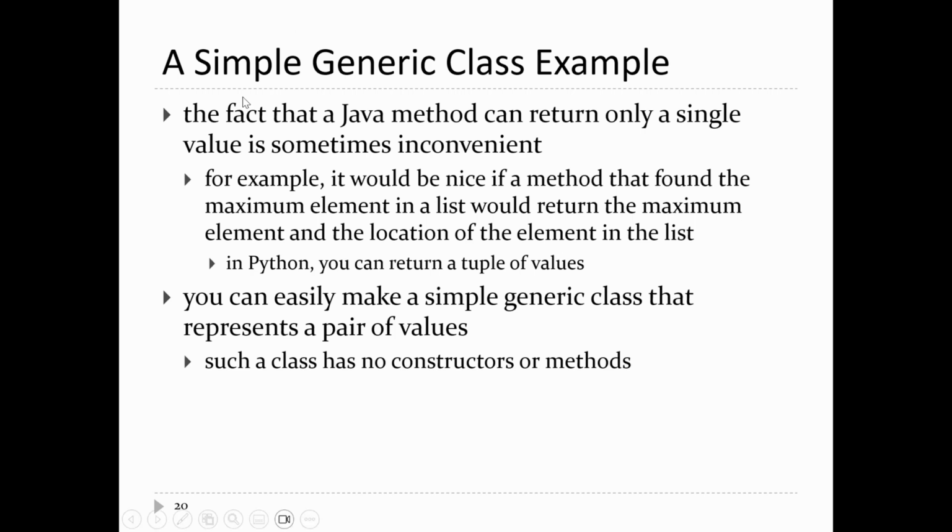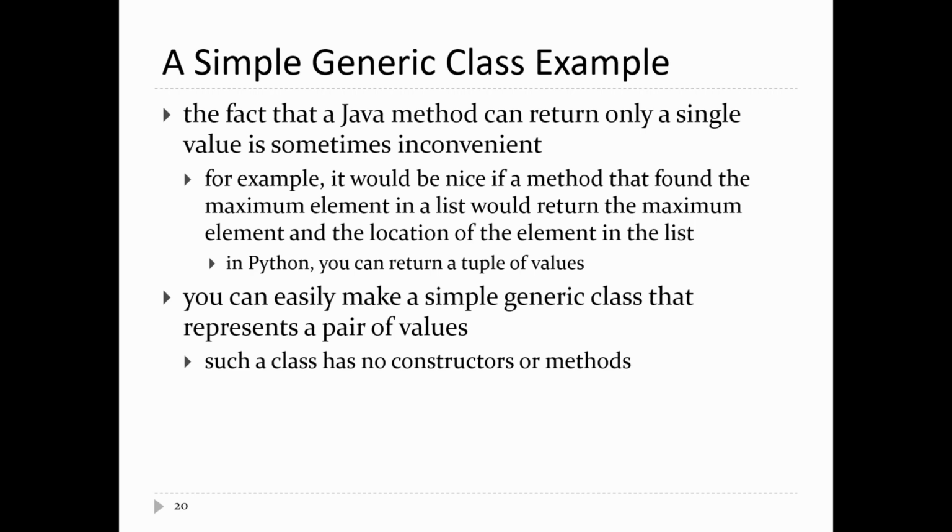All right, so I'm going to make the simplest possible generic class that I can come up with. So Java methods only return one value, right? In Python, you learned that a method can return a tuple of values, so multiple values at once, super handy in some cases. For example, if you're writing a method that finds the minimum or maximum element in a list, it would be nice to get the minimum or maximum value and the location of the element in the list. Easy to do in Python.